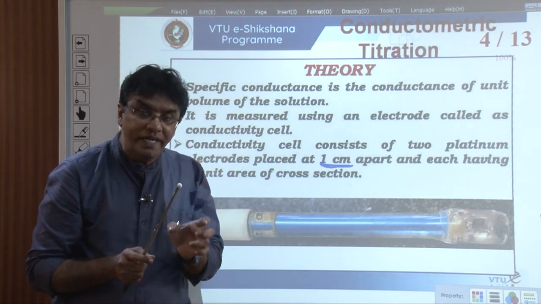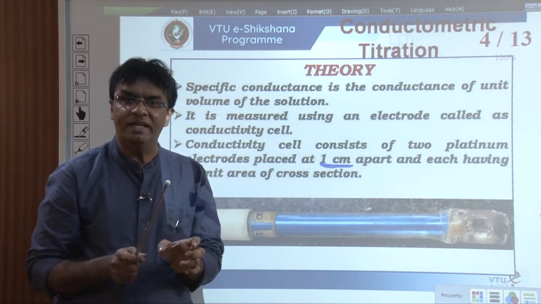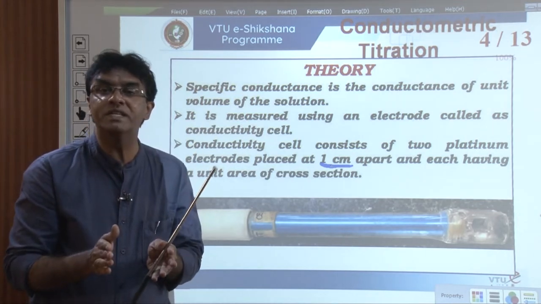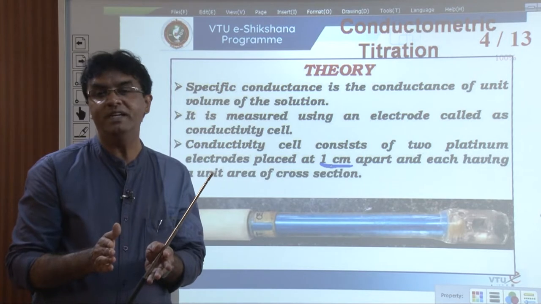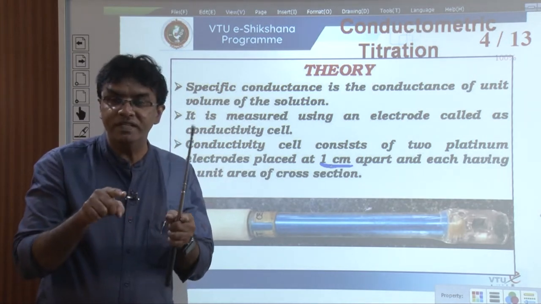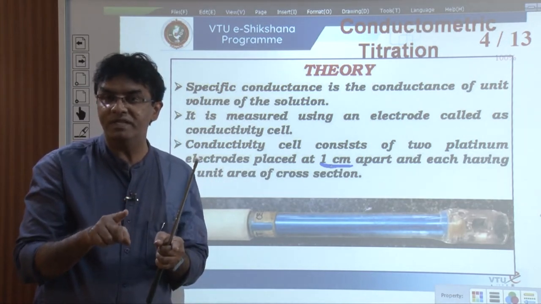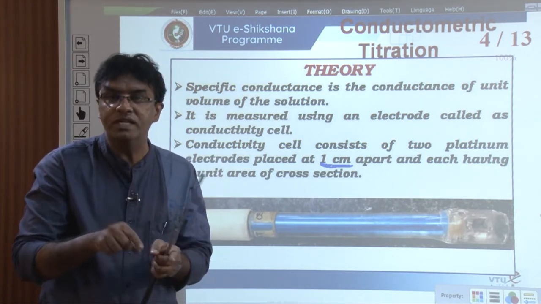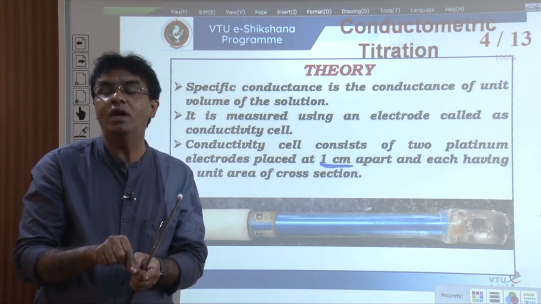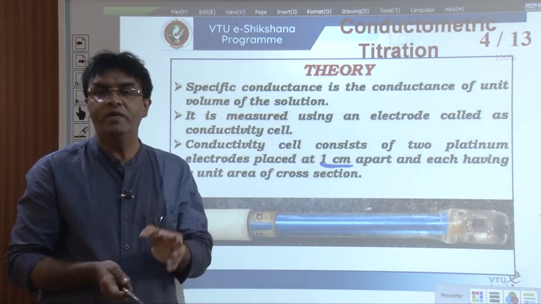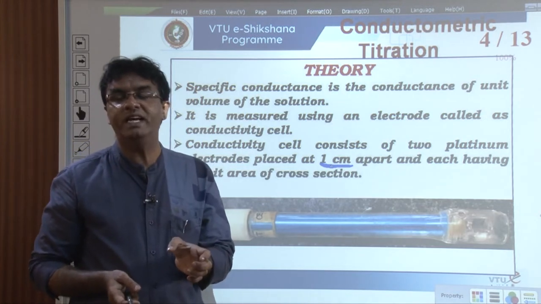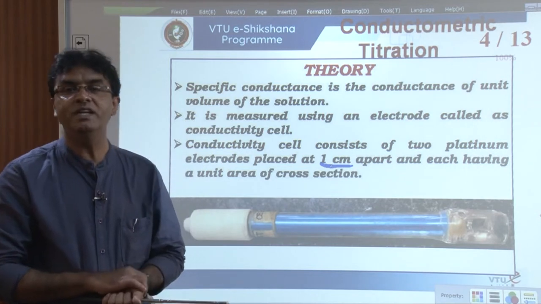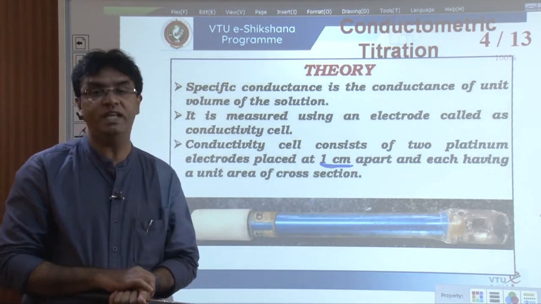Therefore, whenever we dip this conductivity cell in any electrolytic solution between those two platinum electrodes, there will be a presence of 1 centimeter cube of the electrolytic solution, because the surface area of each electrode is 1 centimeter square and the distance between those two electrodes is 1 centimeter. Therefore, between those two electrodes, there is a total volume of 1 centimeter cube. So whenever you dip this conductivity cell in any electrolytic solution between those two electrodes, there will be a presence of 1 centimeter cube, or unit volume, of the electrolytic solution.